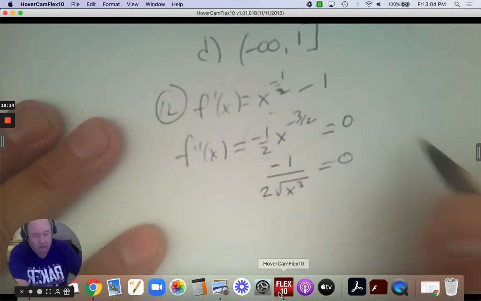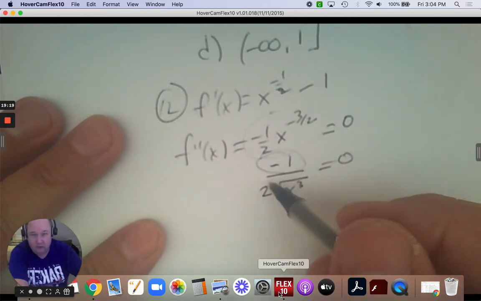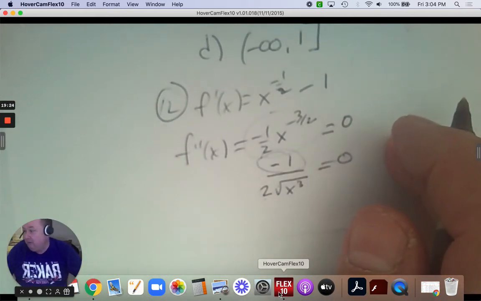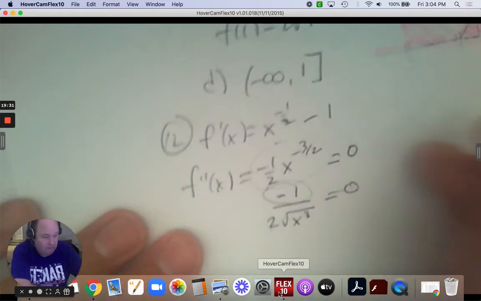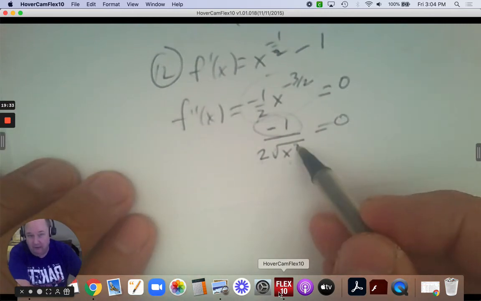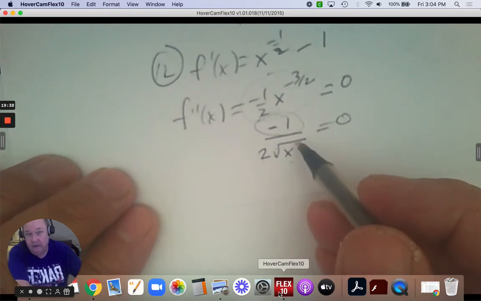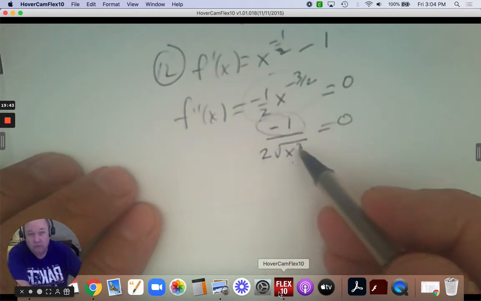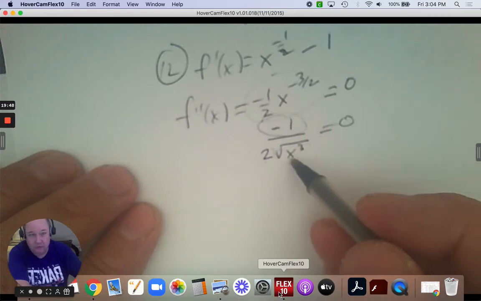But what's most important is the numerator here shows that there are no values that make the second derivative 0. So for a point of inflection to happen, you have to be able to solve that equation. And because you can't solve it, there are no values that make it 0. So there are no points of inflection. In fact, no matter what number you put in here, it's going to be negative throughout, because you're taking a square root here, and there's a restriction, it has to be bigger than 0.